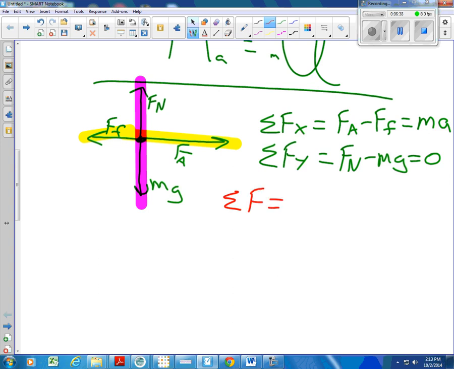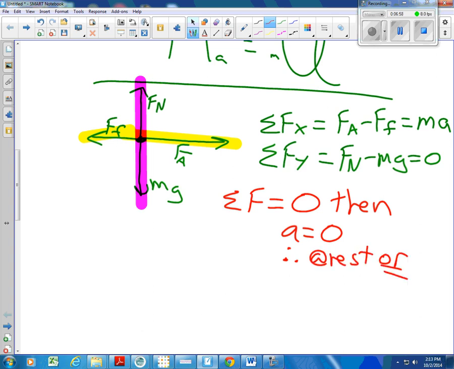And then you're going to ask yourself a question when you do these. The summation of forces, if they're equal to 0, then A equals 0. By A, I mean acceleration. And therefore, that's the little symbol for therefore, it's at rest or constant velocity. Okay? So those are the questions you have to ask when I give you this tomorrow, after you sum your forces. So here and here are very important to pay attention to. There's two cases in there.